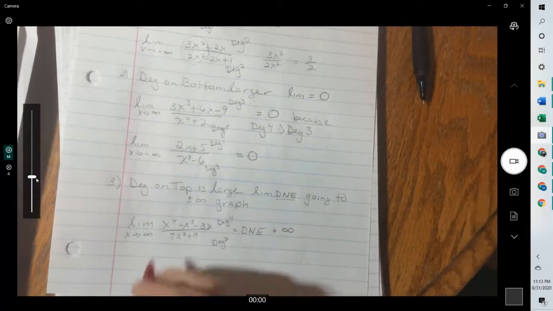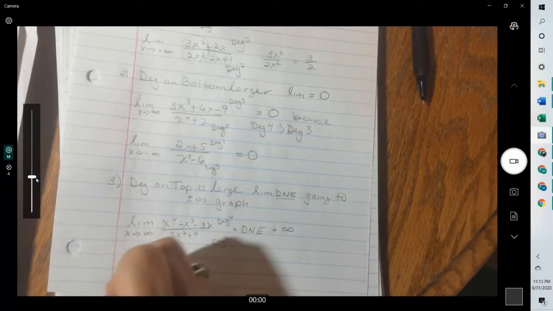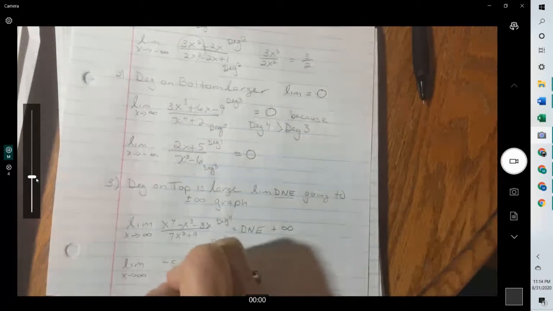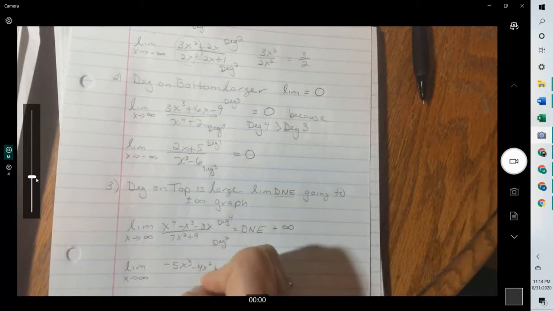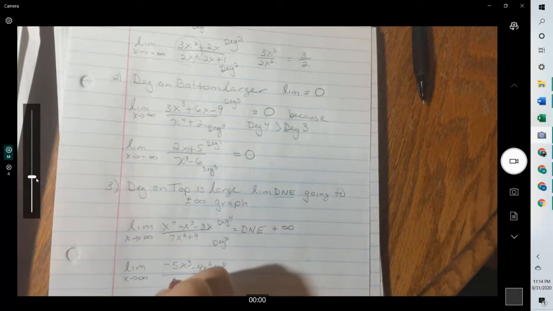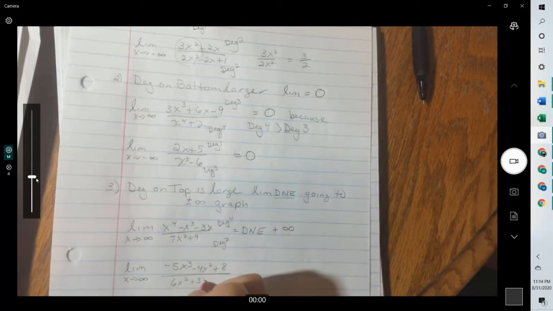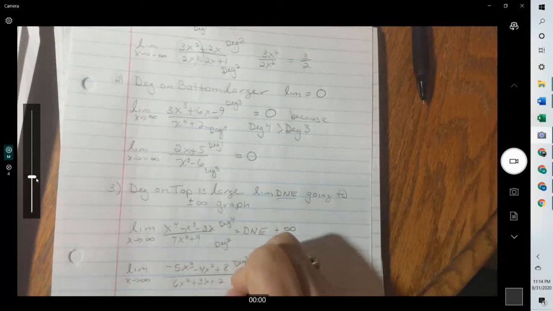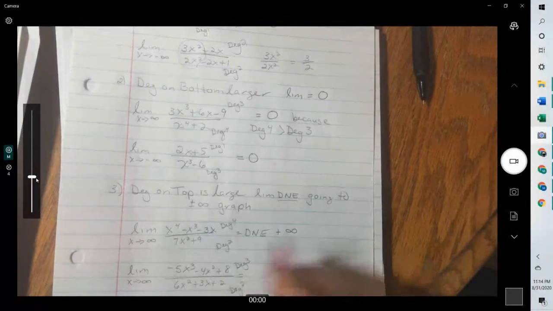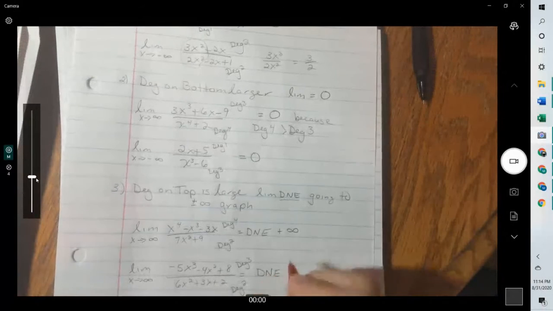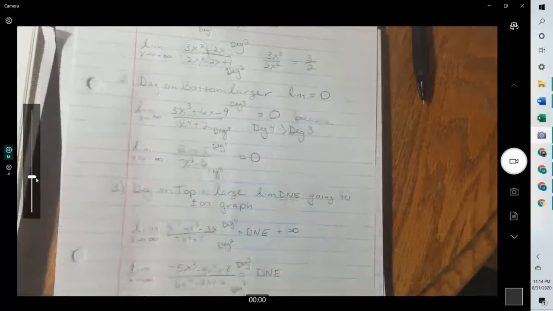Look at one more. Limit as x approaches infinity, negative 5x cubed minus 4x squared plus 8 over 6x squared plus 3x plus 2. Degree on the top is 3. Degree on the bottom is 2. Since the degree on the top is larger, it does not have a limit because it's getting huge. Then we need to graph it.